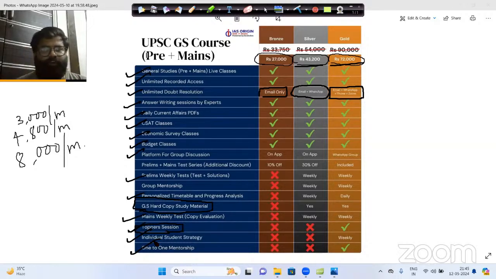Call on the IAS Origin official number. Give them your daily routine. Ask them for the strategy. They will make the timetable for you. And if you believe that IAS Origin can make your journey in the UPSC Civil Services examination easier, join as soon as possible.